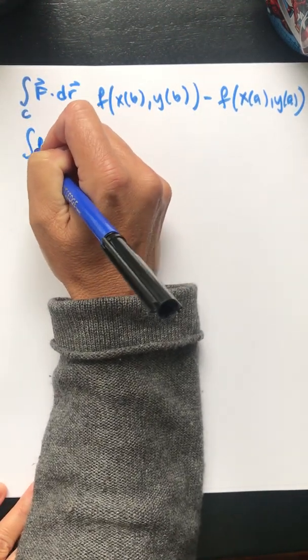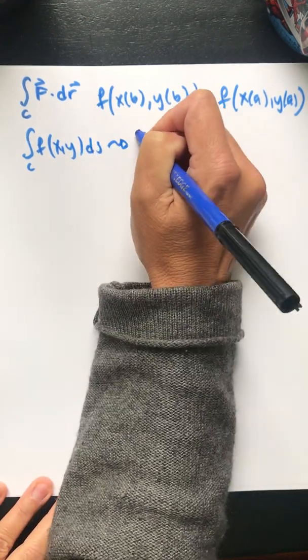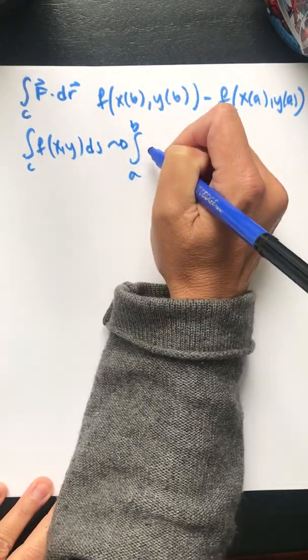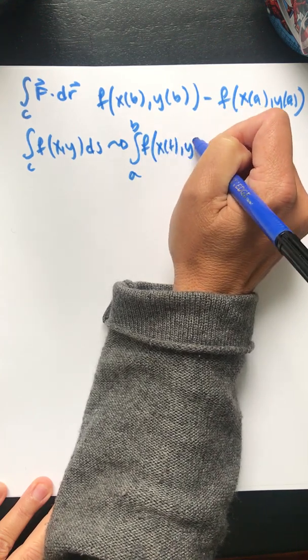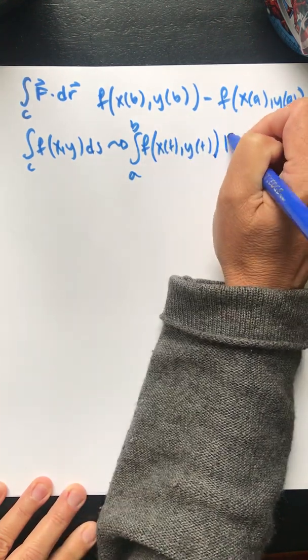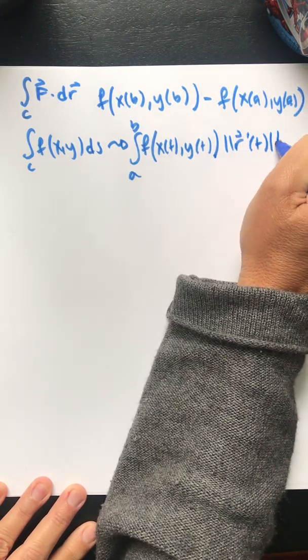So we would do the integral of f of x, y, ds, and turn this into the integral from a to b of f of x of t, y of t, times the magnitude of r prime of t, dt.